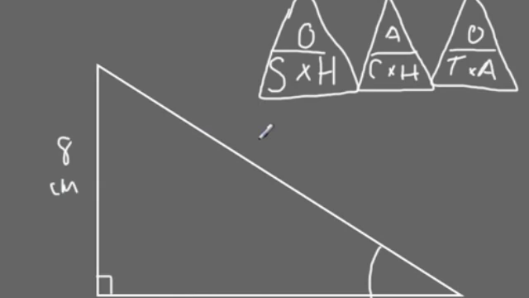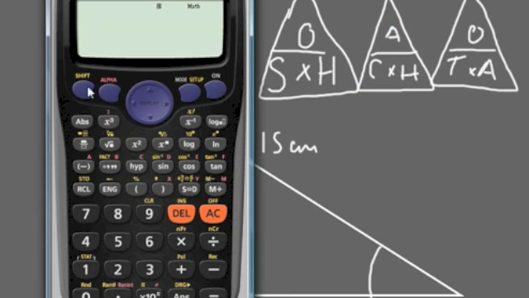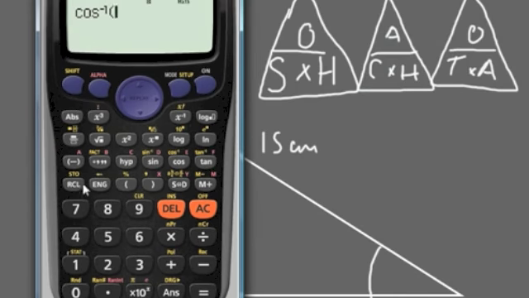Now, say we had this one right here, and this was 15, and we wanted to find the angle this time here. Well, the information we've got is the hypotenuse and the adjacent. So we need cos. Adjacent over hypotenuse is cos. So on here, what we'll do is shift cos. Adjacent over hypotenuse. The adjacent down here is 10, the hypotenuse is 15. And this will give us that angle, 48.19, or 48, whatever accuracy you want to be.